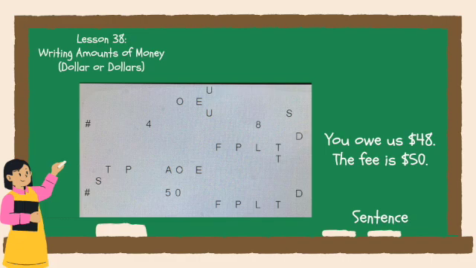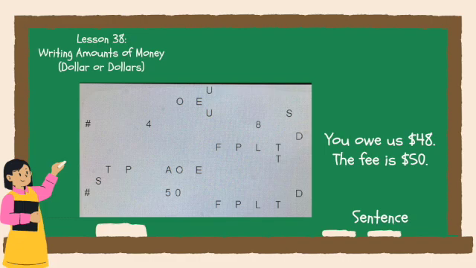There you have it. First sentence, you owe us $48. So how did you write $48? Was it separately or simultaneously? Okay, so for $48, you write simultaneously the numbers 4 and 8, and then for dollars, you write it in a separate stroke. How about $50?